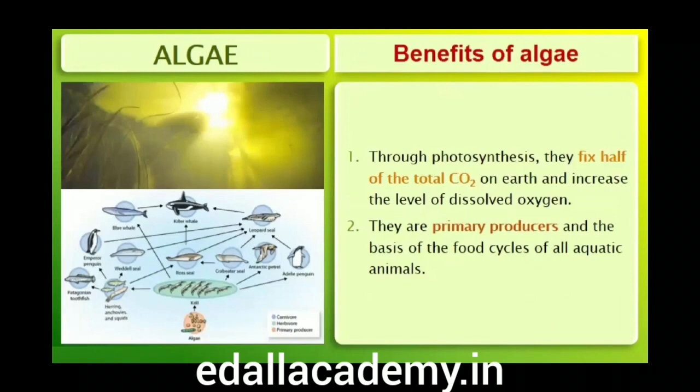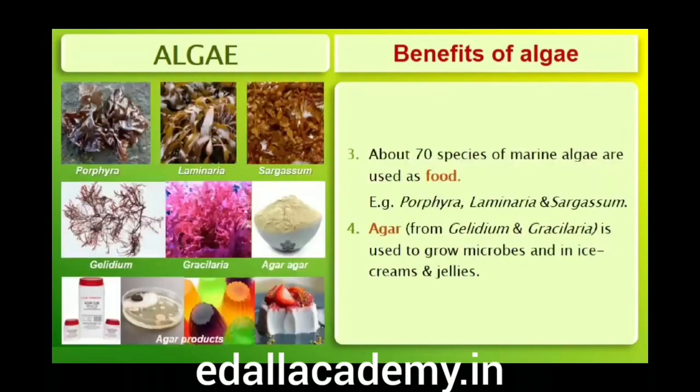At least half of the total carbon dioxide fixation on Earth is carried out by algae through photosynthesis. Being photosynthetic, they increase the level of dissolved oxygen in their immediate environment. They are of paramount importance as primary producers of energy-rich compounds which form the basis of the food cycles of all aquatic animals. Many species of Porphyra, Laminaria and Sargassum are among the 70 species of marine algae used as food. Agar, one of the commercial products obtained from Gelidium and Gracilaria, is used to grow microbes and in preparations of ice creams and jellies.